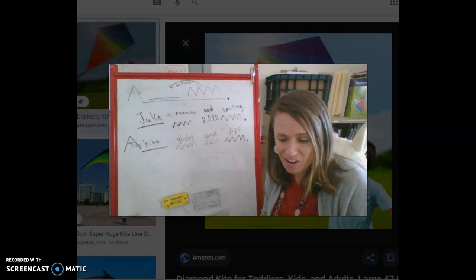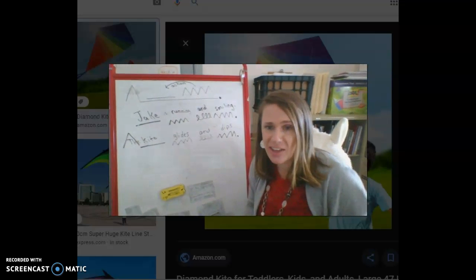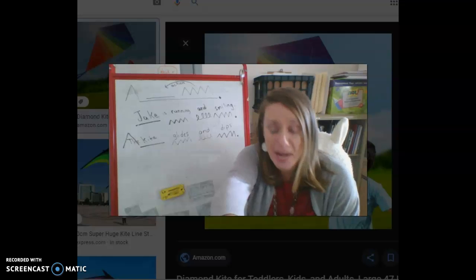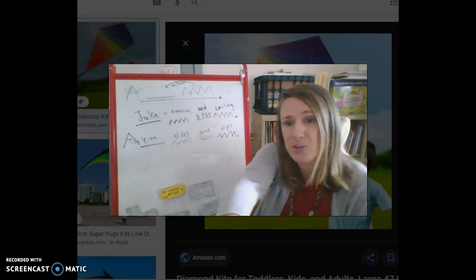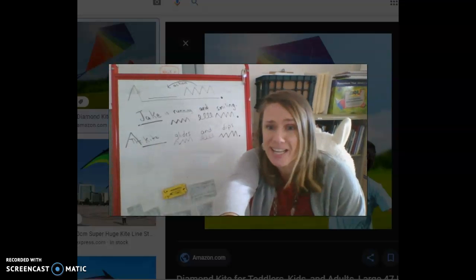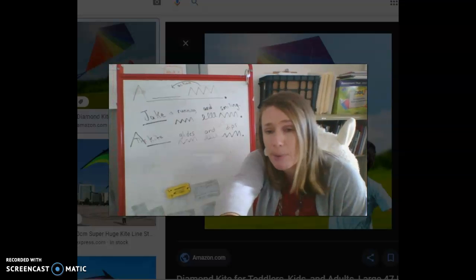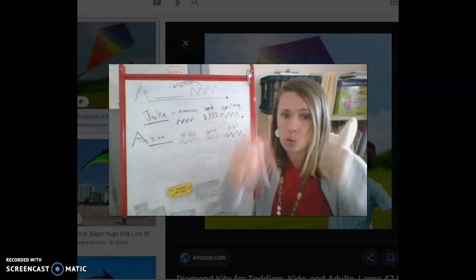So these are using connectors to have a compound predicate. Practice looking at the pictures and coming up with two predicates, two actions that you see. Remember, they can be physical actions or mental.